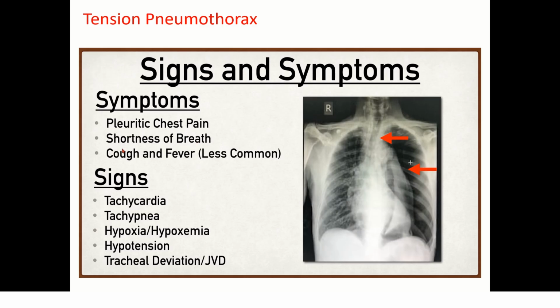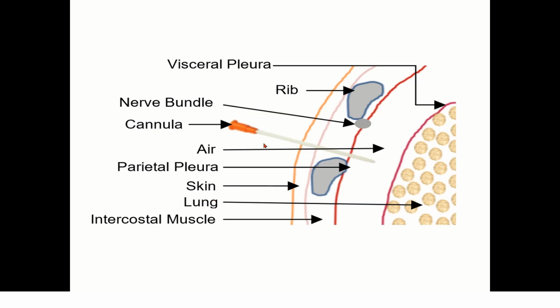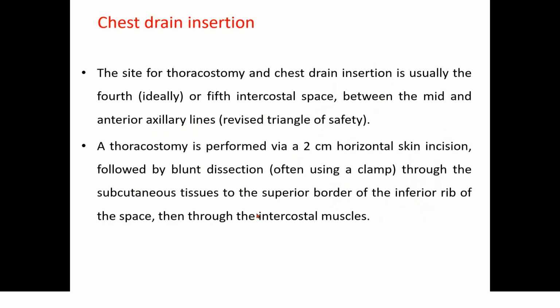So there will be pleuritic chest pain, shortness of breath, cough and fever, tachycardia, tachypnea, hypoxia, hypoxemia, hypotension, and tracheal deviation. So this is a life-threatening condition. Immediately there should be needle decompression in the second intercostal space, in the mid-clavicular line, followed by insertion of the chest tube. You can see here the needle decompression being done into the pleural cavity.